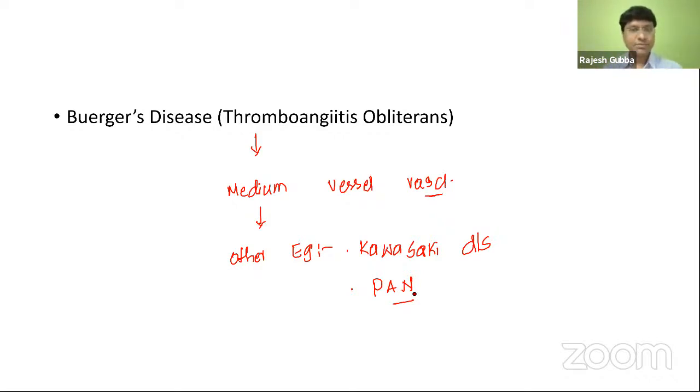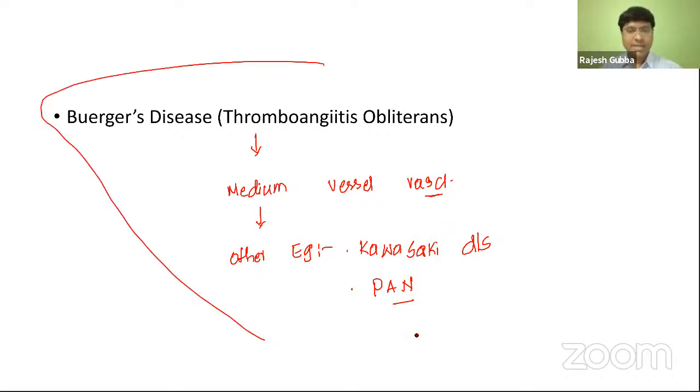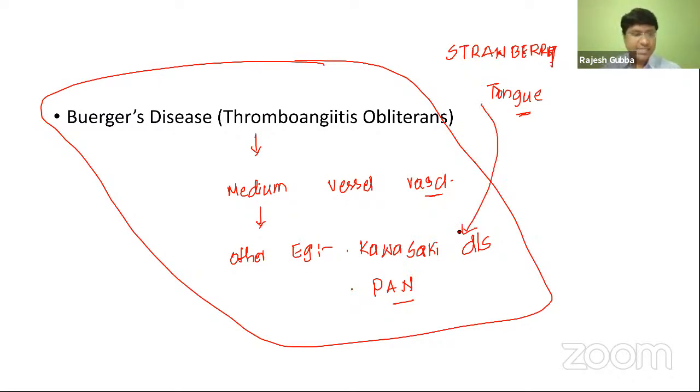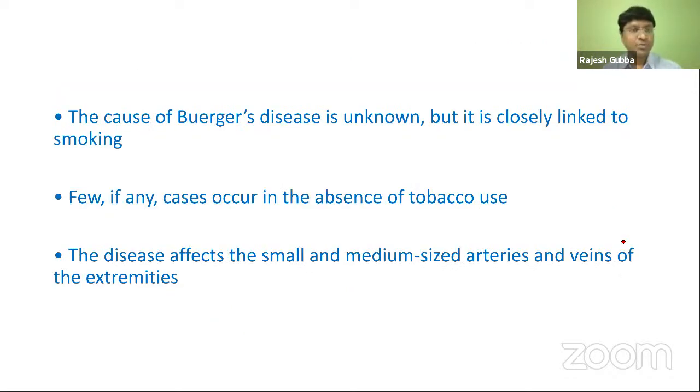Now among these three conditions, where do you have strawberry tongue? Strawberry tongue is seen in which of the following conditions causing medium vessel vasculitis? Excellent, superb. Strawberry tongue is seen in patients with Kawasaki disease, which is commonly seen in children. Right. Now, we'll move on to the next question.